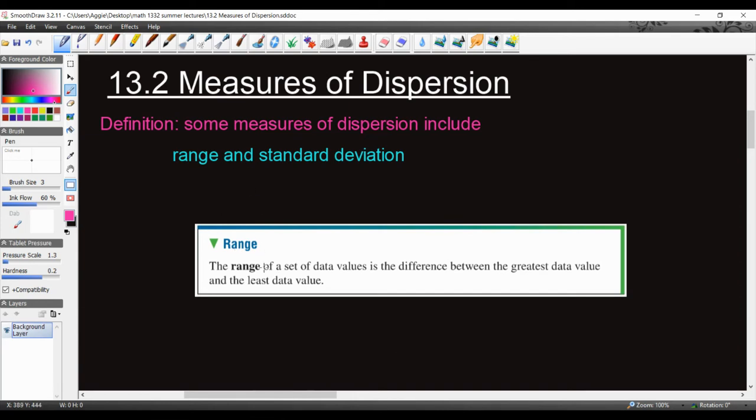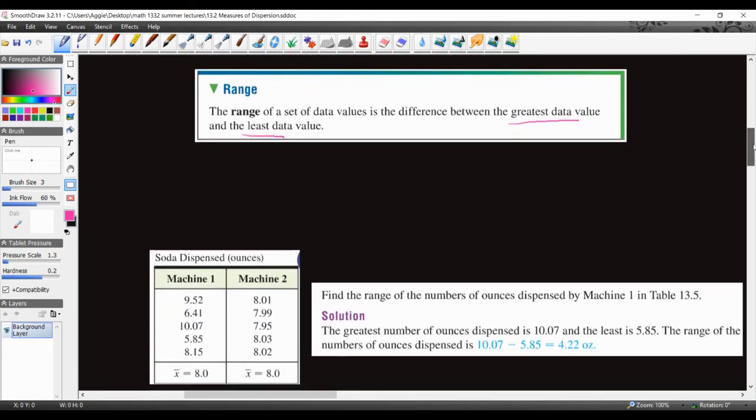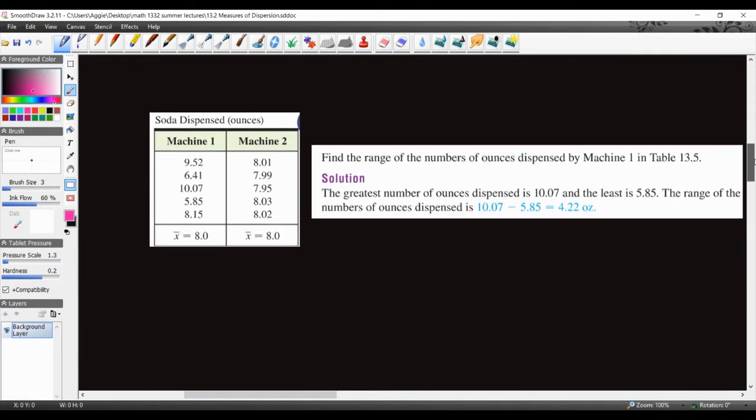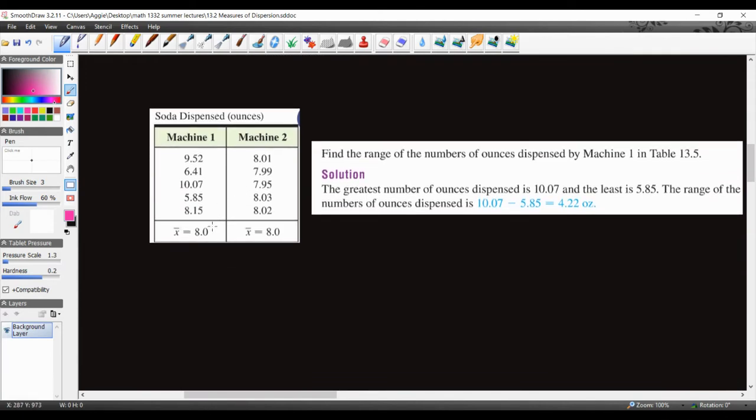The range of a set of data values is the difference between the greatest value and the least value. So pretty much your biggest number minus your smallest number. That gives you an indicator of from what to what this data is based on. I'm going to show you an example. By the way, this video is going to be largely based on examples that are already present, simply because there are a lot of calculations involved, and we don't want to make the video too long. So just follow along.